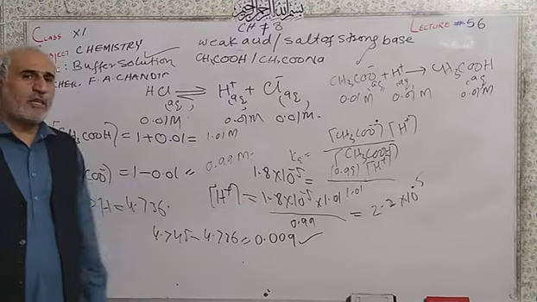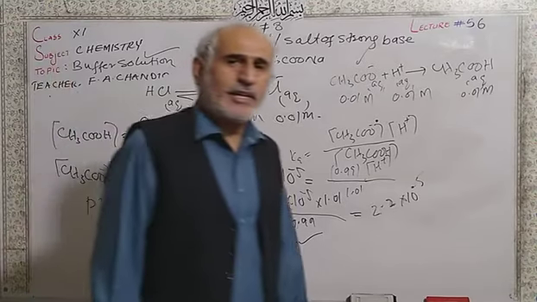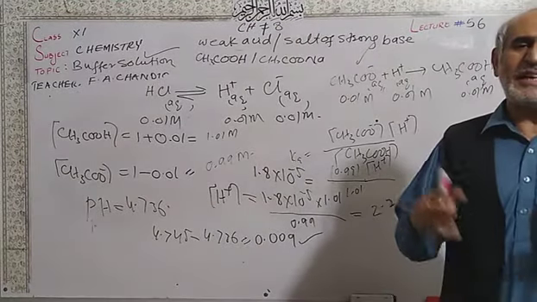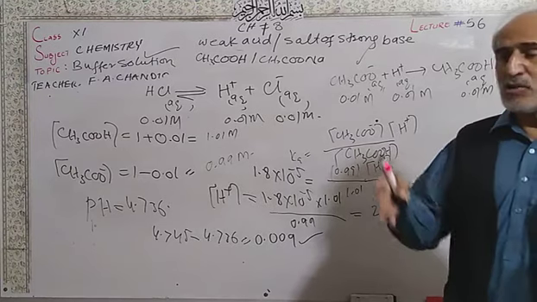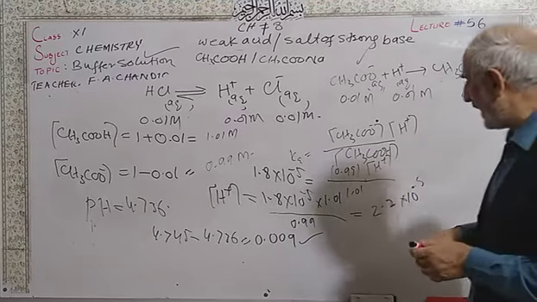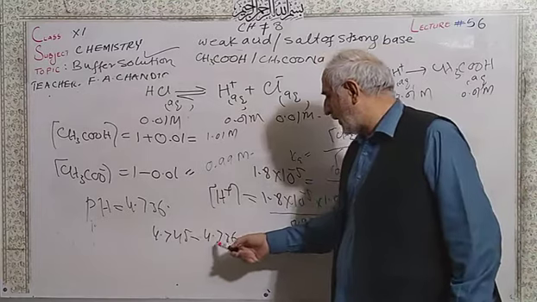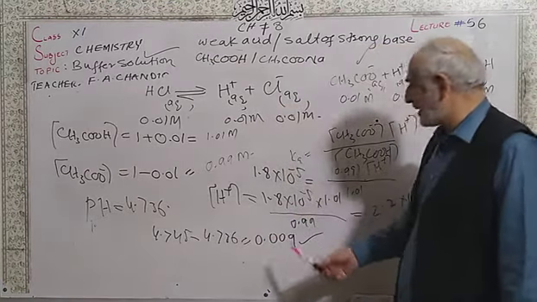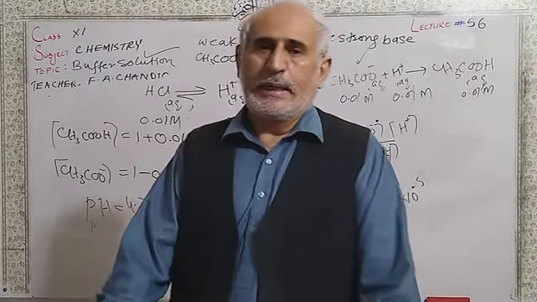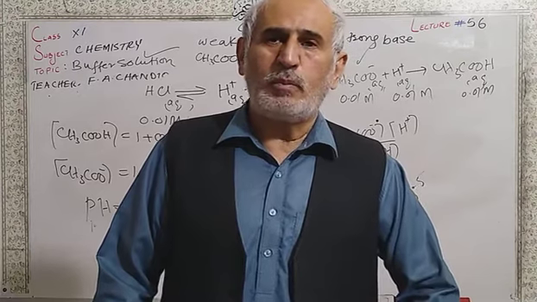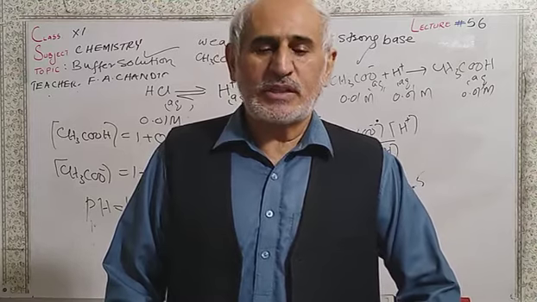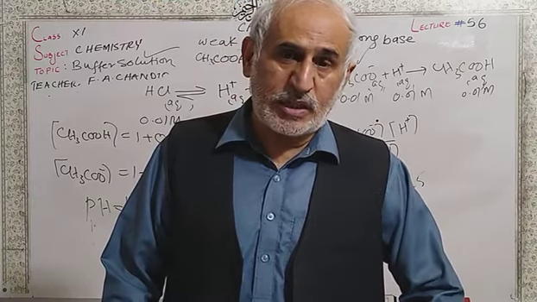If you add a very strong acid to the buffered solution or a very strong base to the buffered solution, you will see a very small, minute change. The pH is going to be slightly decreased, 4.745 to 4.736, and this is the change. So the buffer is a good buffer. It is doing a very good job because there is no significant change in the pH after addition of a very strong acid.